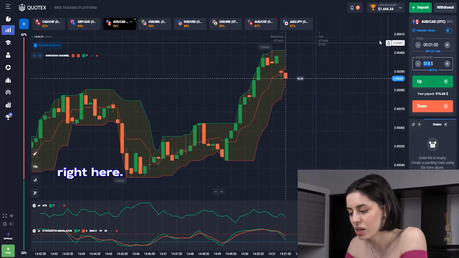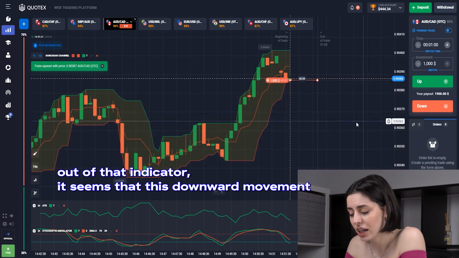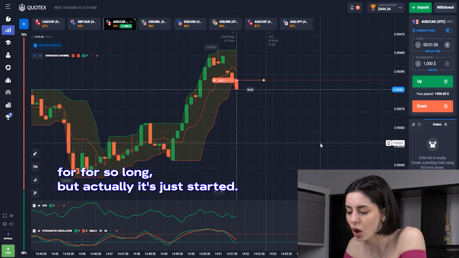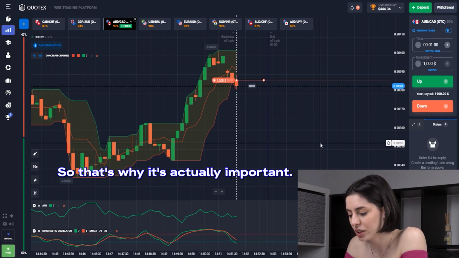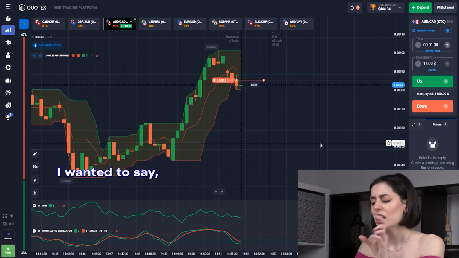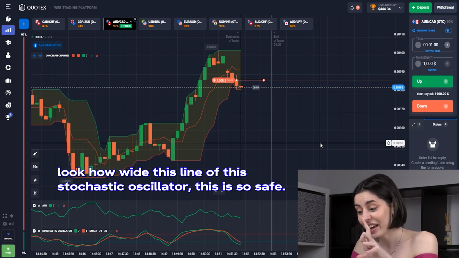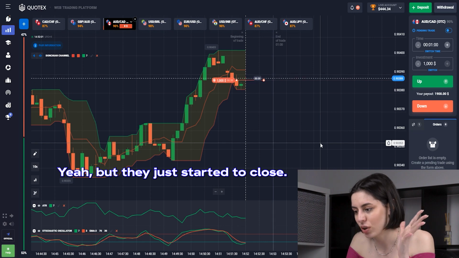Right here, if you check the stochastic oscillator, it seems that this downward movement has been working for so long, but actually it's just started. So that's why it's important. And I just wanted to say, look how wide these lines of the stochastic oscillator are. This is so safe, and they just started to close.